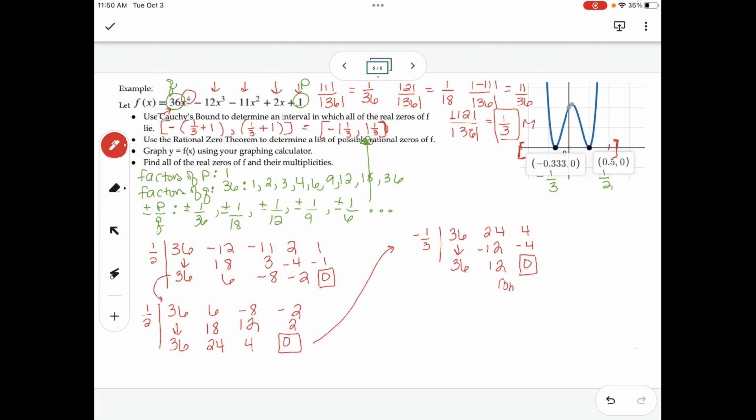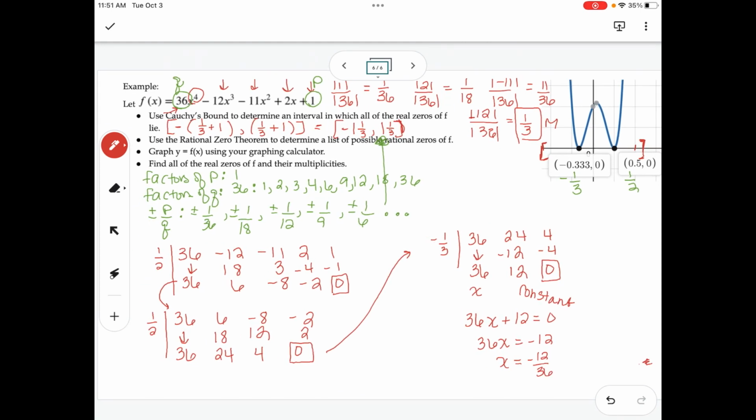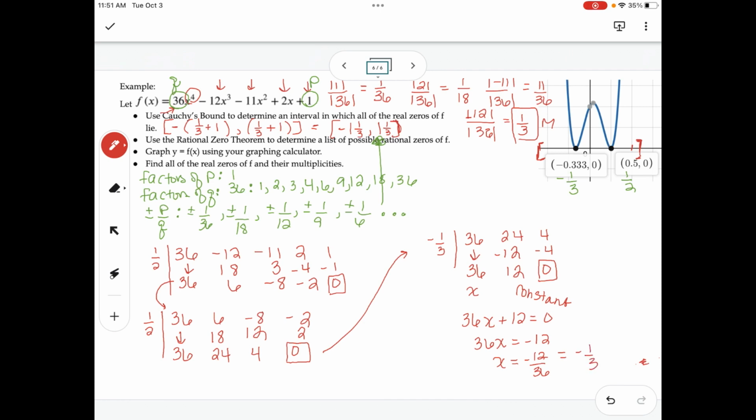This leaves me then with my constant and 36 being the coefficient of x. This is the same then as 36x plus 12. And if I solve this, set this equal to 0, I'd have 36x equals negative 12. X is negative 12/36. And then, of course, that gives us negative 1/3 with our multiplicity of 2. So we end up with x is equal to 1/2, multiplicity of 2, and we also have x is equal to negative 1/3, multiplicity also of 2.